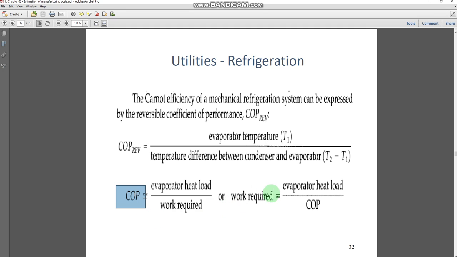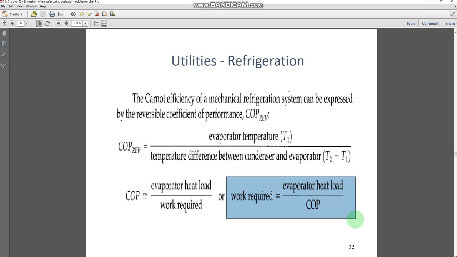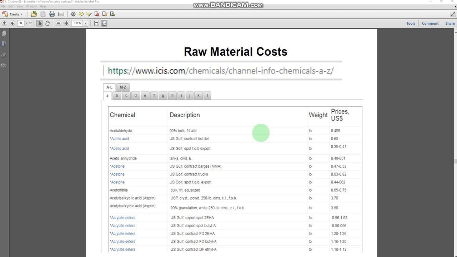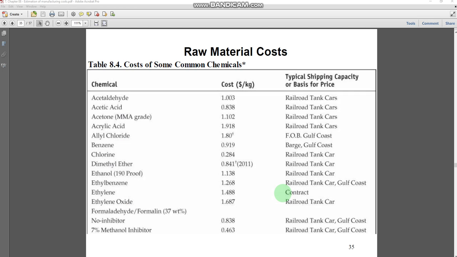You can also rearrange this equation in the form of work required in terms of evaporator heat load and the coefficient of performance. Once you have this kind of equation, we can estimate the power required. Now you can also get the cost from different websites. This is one of the websites written here, and if you go to this website, you can see different chemicals along with their cost. Similarly, you can either consult your books, or search different international websites to get the idea of those costs for the chemicals.